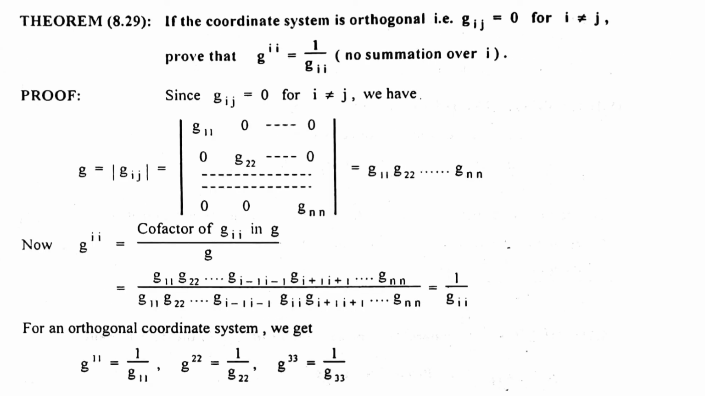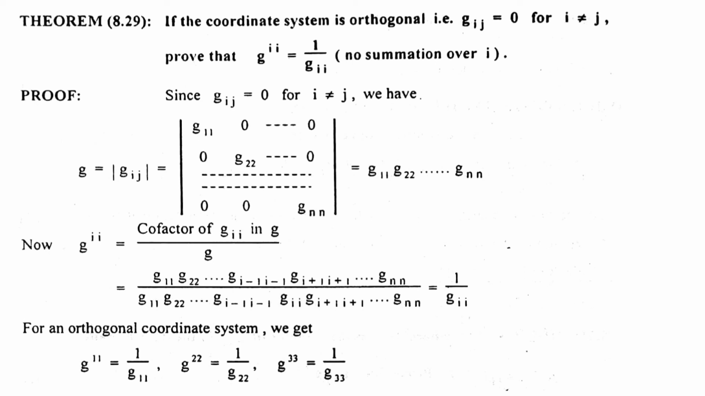By the application of the quotient law, the tensor g^ij is called the conjugate metric tensor. Next question, which is most probably an important question and will be used everywhere in Riemannian geometry. If the coordinate system is orthogonal, that is g_ij is equal to 0 for all i not equal to j, prove that g^ii, the inverse of g_ii, is equal to 1 over g_ii, with no summation over i.